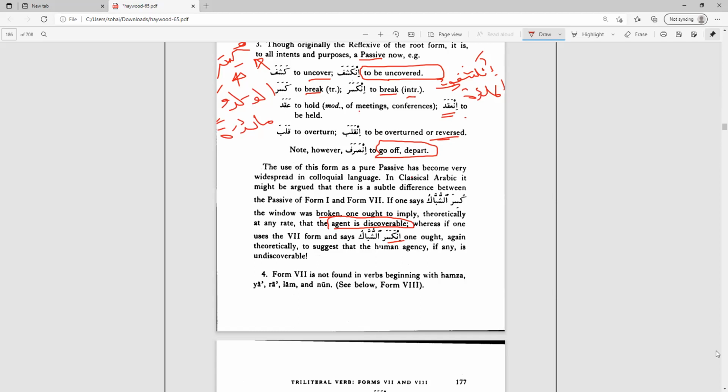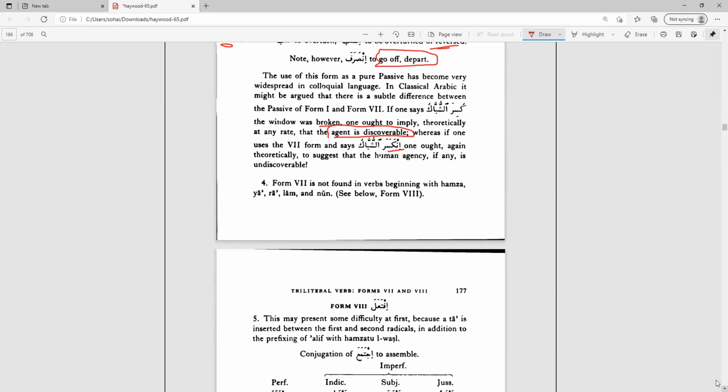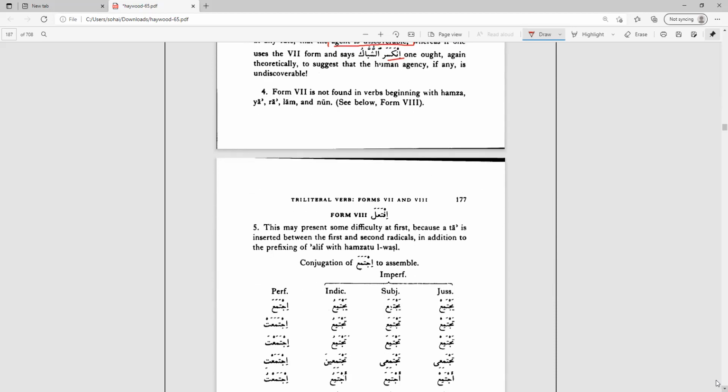Form 7, moving on, is not found in verbs beginning with hamza, waw, ra, lam, and noon. So you know the verbs which have root letters, the first root letter is either hamza, waw, ra, lam, or noon. They don't have form 7. That's what it says. Does that make sense?